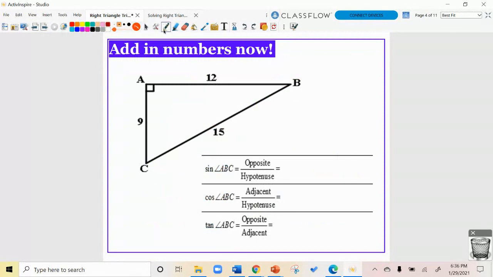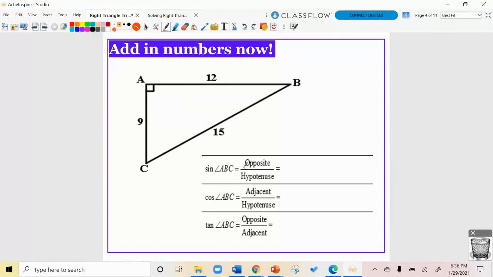So let's add some numbers into this. I'm looking at this triangle ABC, and I'm asked to find the sine, the cosine, and the tangent. Right now on this slide, I've reminded you of what the ratios for each trig function are. That won't always be the case. At some point, you'll know these, and it'll become second nature to you that, oh, sine, that's opposite over hypotenuse. You're going to be using this as much as the Pythagorean theorem. Always. It never goes away.